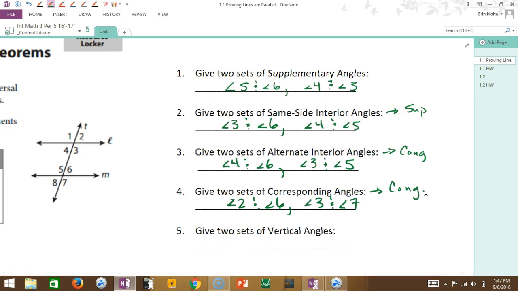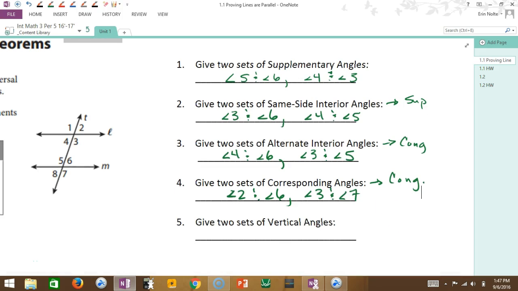All right, number 5, a vertical angle. Who can tell me a set of vertical angles? Saray. 1 and 3. Anybody want to jump on the Saray train? 1 and 3. Vertical angles, making an educated guess.